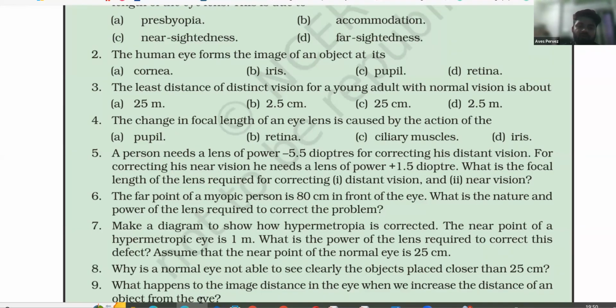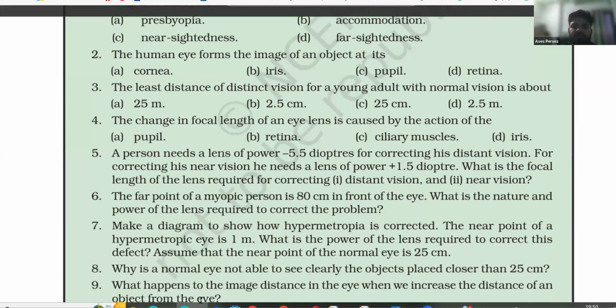Here, a myopic eye means short-sightedness. A person can see nearby objects but cannot see far away. The far point is maximum 80 centimeter, which means he can see objects only up to 80 centimeter in front of his eye. What is the nature and power of the lens required to correct this problem? A myopic eye can see short distances but not objects that are far away from us.